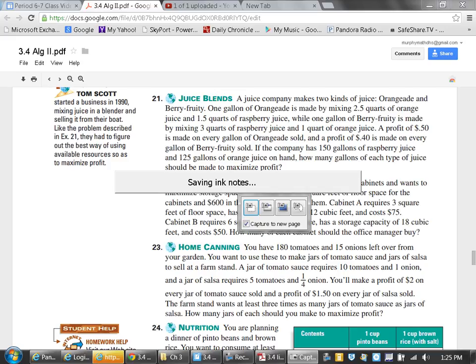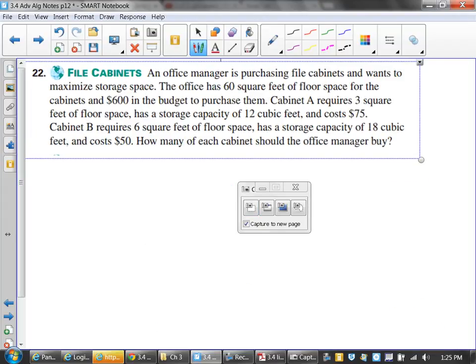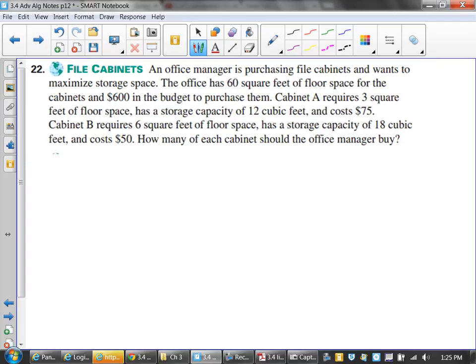One of the things that we've done a couple of times today is, as you start these problems, read it real quick. The office manager's purchasing file cabinets and wants to maximize storage space. What's your objective? Maximize storage space. So you know you need maximum storage. Is there ever a real life minimum thing you need? What's the fewest amount of these you need to use to build something? Yeah, you can do that. So you want to maximize your storage.